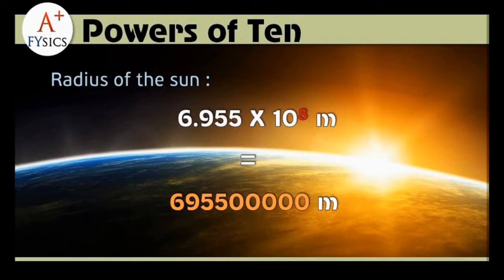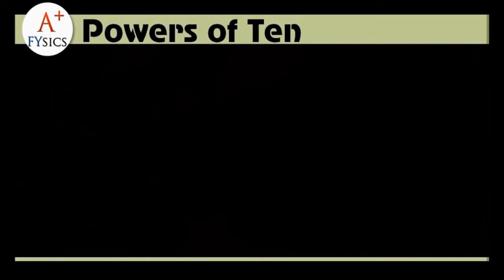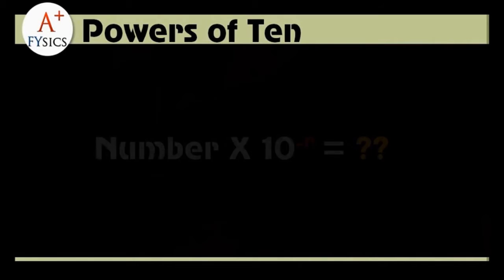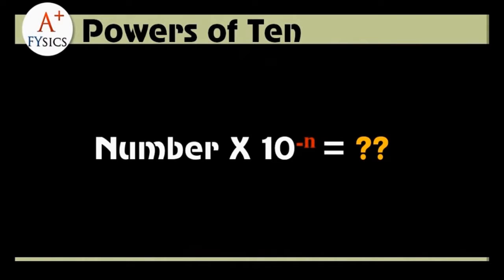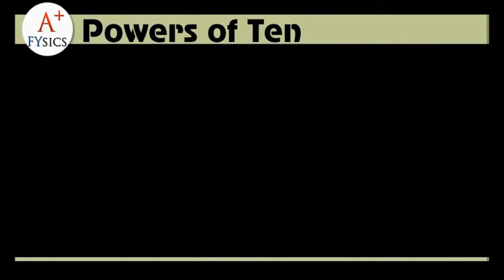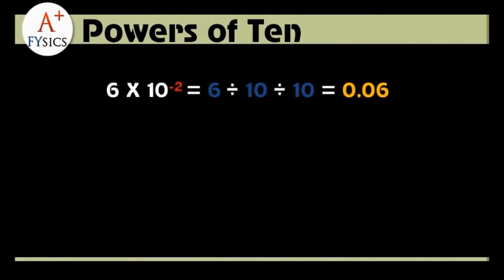That's easier, right? What about numbers multiplied by 10 to the power of minus n? Let us have a few examples. 6 multiplied by 10 to the power of minus 2 is equal to 6 divided by 10 divided by 10, which is 0.06. Notice that my power is minus 2, and I moved the decimal point 2 places to the left instead of the right. That's the whole idea. You just move the decimal point to the left.